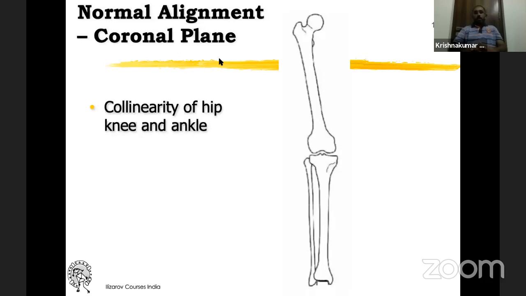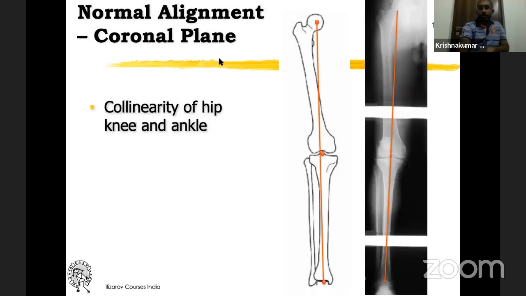So what is normal alignment of the limb in the coronal plane? The normal alignment of the limb means the collinearity of the hip, the knee, and the ankle. If you draw a line from the center of the head of the femur to the center of the ankle joint, your knee joint should lie on that particular line. So collinearity of the hip, knee, and ankle is what you call normal alignment of the lower limb in the coronal plane. That's a clinical example. You have a pretty straight lower limb. The line drawn from the center of the head of femur to the center of the ankle is passing through the center of the knee joint.